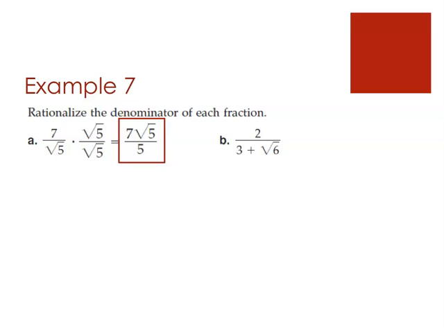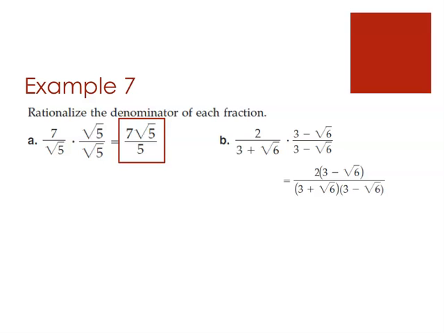Here's the second one. We have 3 plus root 6 in the denominator. So here's where the conjugate comes in. You're going to multiply by 3 minus root 6, both the top and the bottom. Okay, so let me just write that out here. So this is equal to 6 minus 2 root 6 in the numerator. And in the denominator, you end up with 3 times 3, that's 9. You end up with a minus 3 root 6 and a plus 3 root 6. Those are going to cancel.